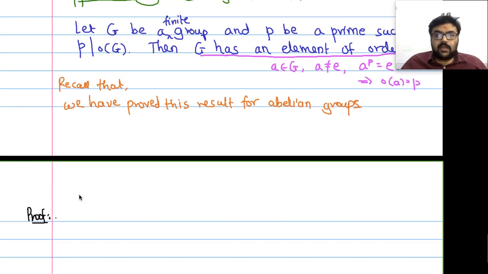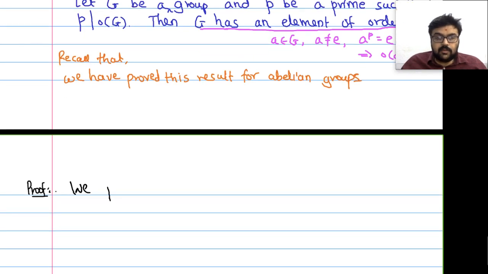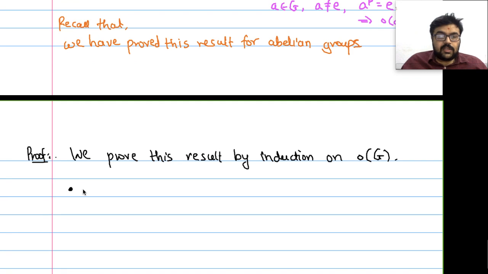As in that case, we also prove this same result by induction. So we prove this result by induction on order of G. So the first case, order of G equals 1. There is nothing to prove. A better way to write it is that the result is vacuously true.